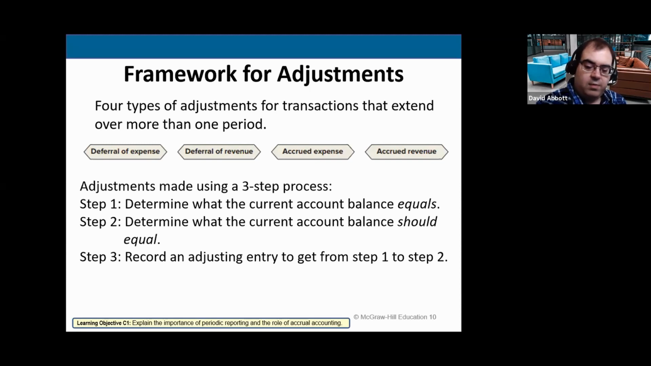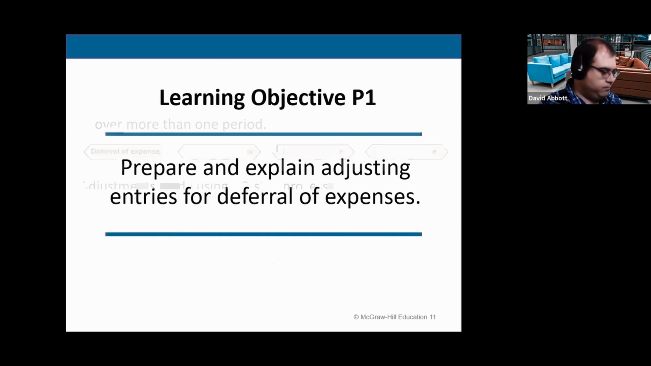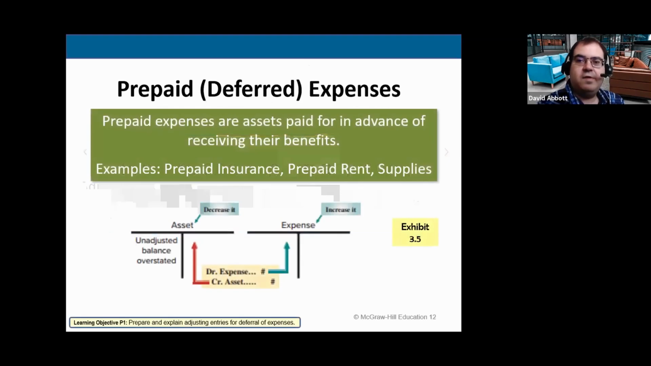Each adjusting entry affects one or more income statement accounts and one or more balance sheet accounts, but never the cash account, because we've already paid cash for these usually, or we've received cash for these usually, or we haven't yet. So we don't have to adjust that. We do have to adjust some other things. Again, this is kind of getting to our prepaid insurance, our prepaid rent, also supplies, right? We buy supplies maybe at the beginning of the year. We're going to maybe use those supplies for the next 3-6 months to a year. So this is how we take care of that.